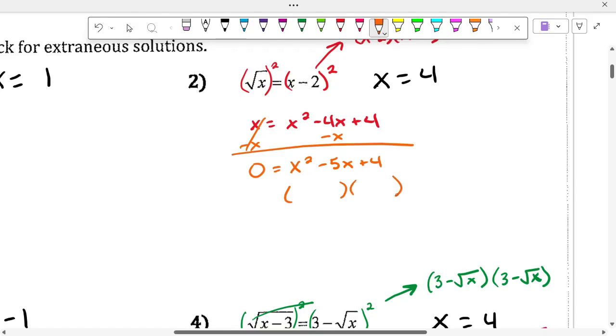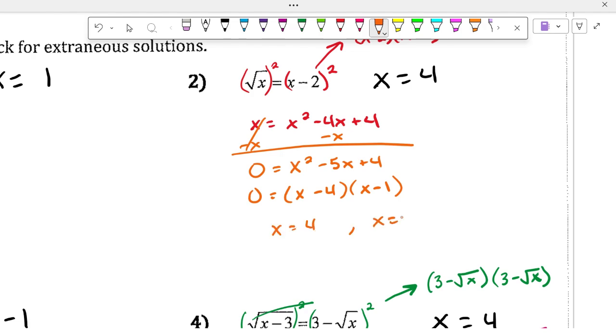So if I factor it, what are two values of 4 that multiply to give me 4 and add to give me negative 5? Negative 4 and negative 1. So this will be x minus 4, x minus 1. Set both equal to 0 and solve. You should get x equals 4 and x equals 1.